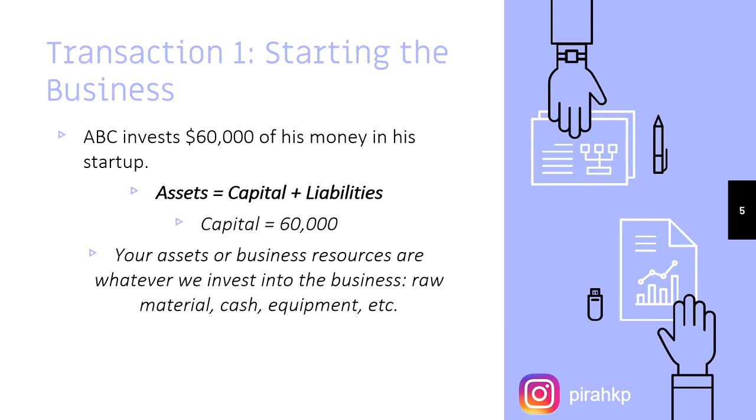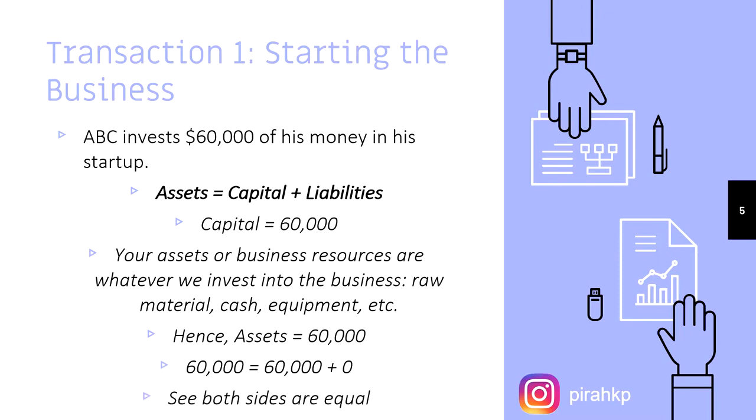Hence, in this situation, your assets or business resources will remain equal. We don't have any liability. So what went into business? $60,000. Who gave it? It was capital. So assets is equal to capital. Alright? Both sides are equal.